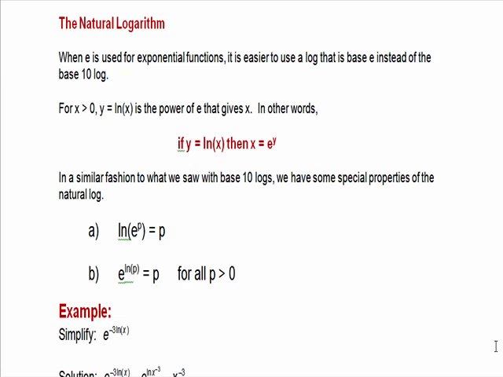In a similar fashion to what we saw, we have the natural log of e to a power. So if I take the natural log of e raised to something, the natural log and the e behaving as inverses will produce just the p. Similarly, if I have e raised to the natural log of a power, those also behave as inverses and would give us just p, so long as p is greater than 0.